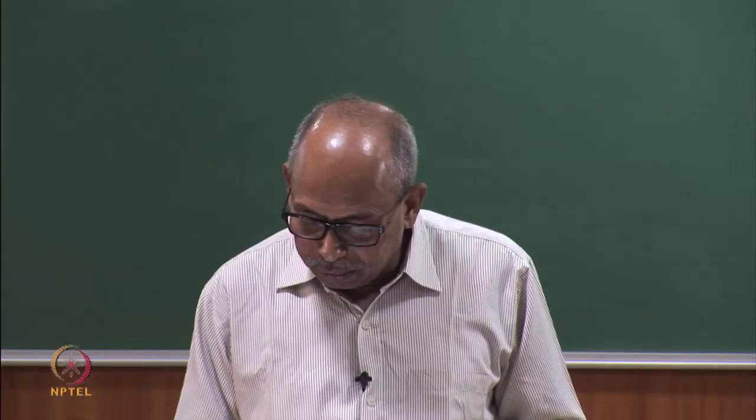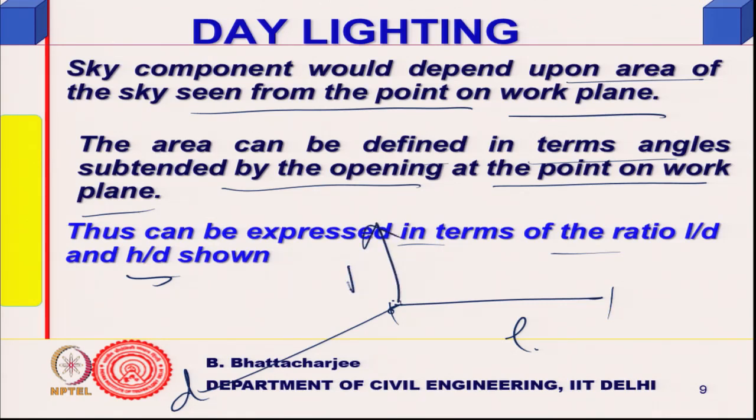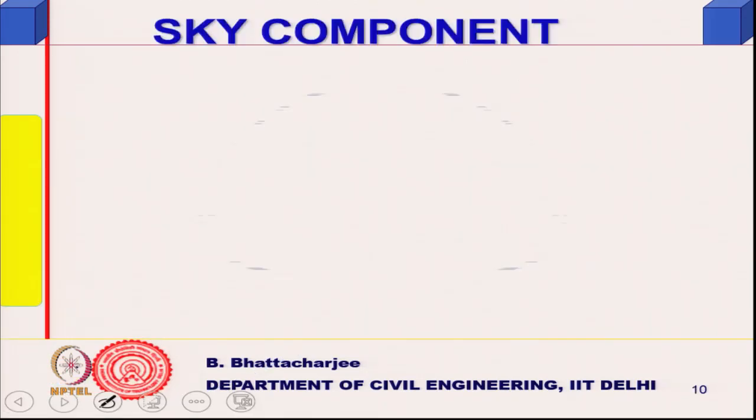Thus, it can be expressed in terms of some ratio of L by D and H by D. I will tell you what L by D and H by D are. L is the length of the window, D is the distance of the point from the window at a given corner, and H is the height of the window. So, it can be defined in these terms. Let us see what is there further.